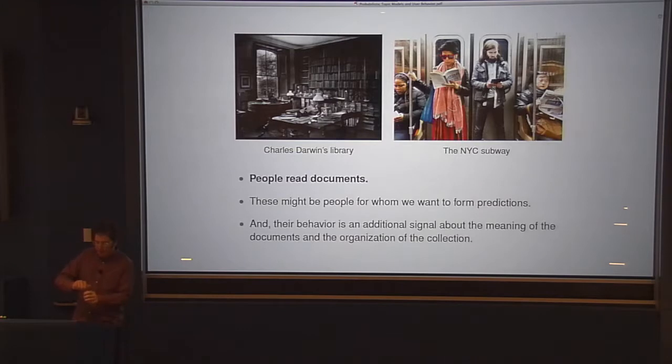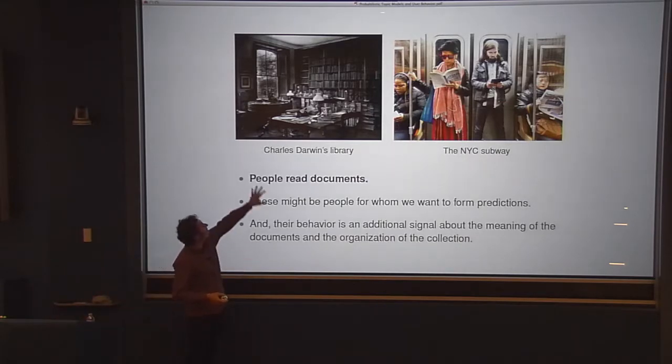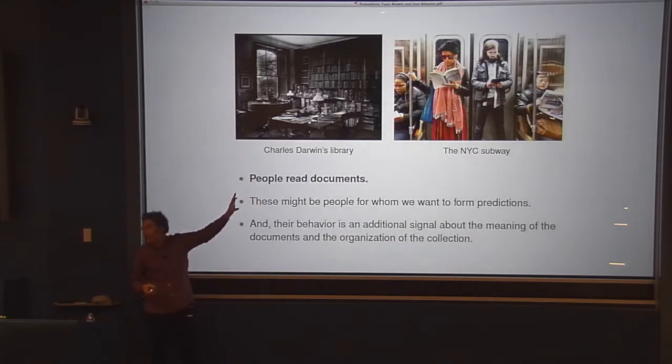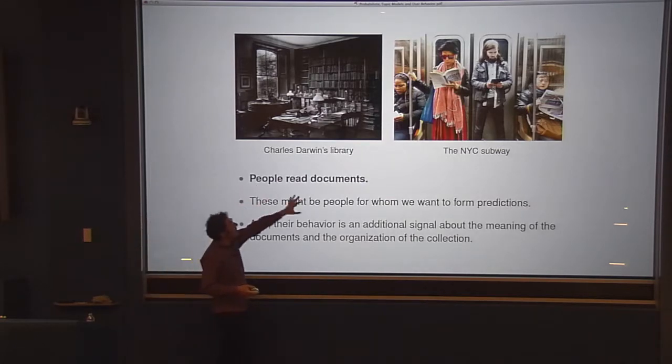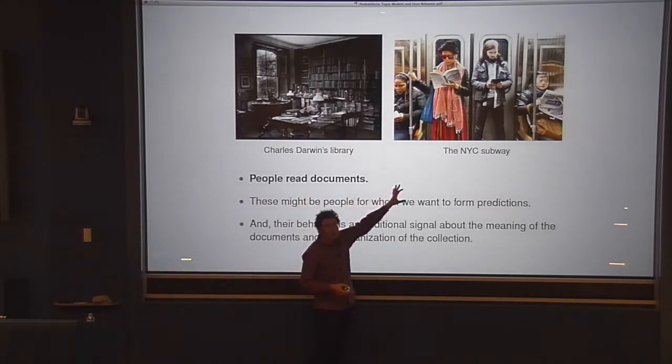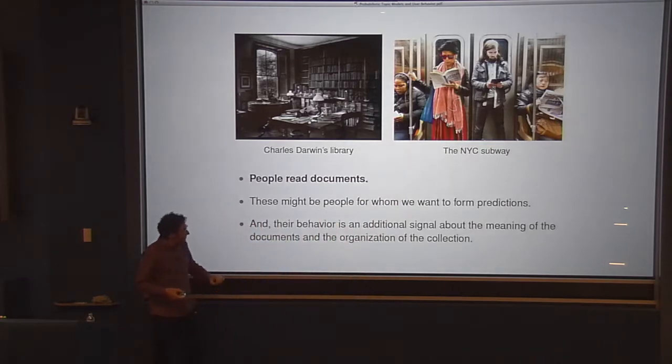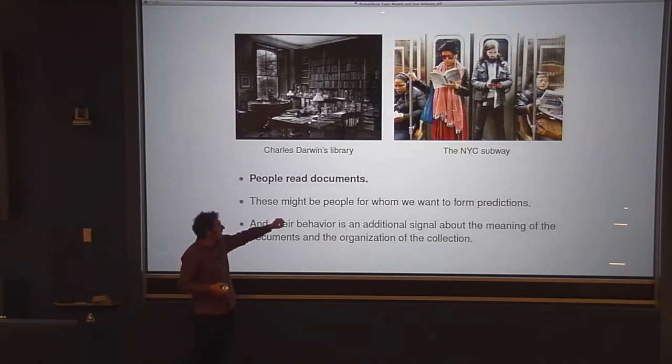Okay, so the insight that we had recently is that people read documents. And these might be people for whom we want to form predictions. Okay, so here is Charles Darwin's library. Charles Darwin read a lot of books. And here's a picture familiar to you, the New York City subway, where people are reading various books and electronic devices. So one thing we want to do with information about people reading the documents is, of course, recommend articles to them, recommend books to the people on the subway so they have something that they like to read.